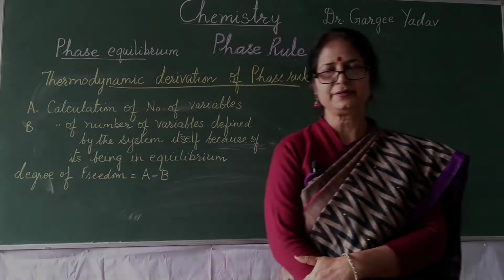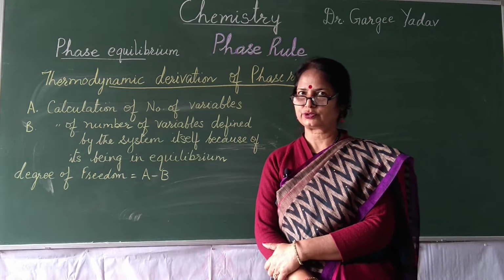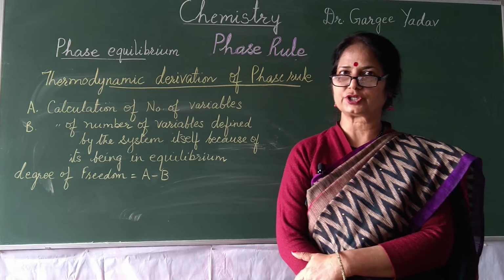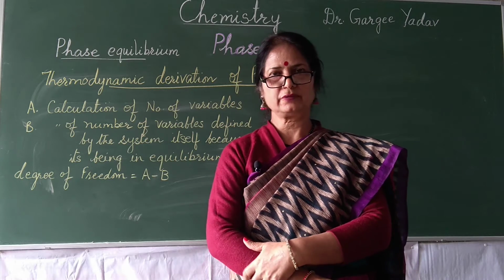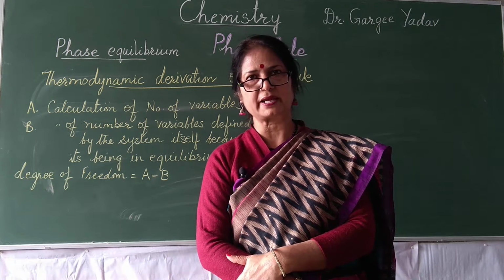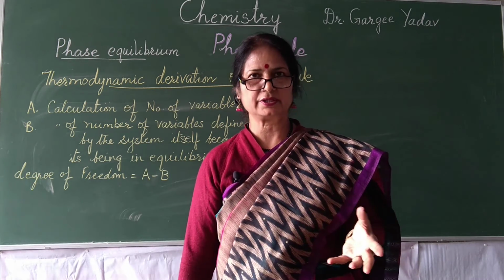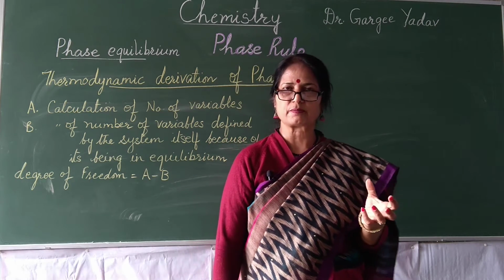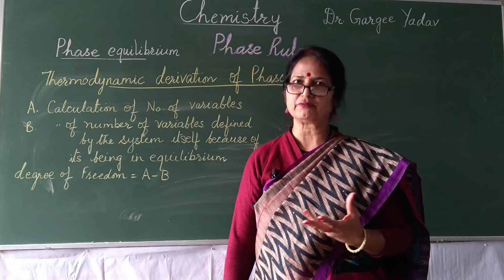Good afternoon, everybody. Today I am going to tell you about the thermodynamic derivation of the phase rule. As we all know, the phase rule is given by F is equal to C minus P plus 2, where F is the degree of freedom, C is the number of components, and P is the number of phases.